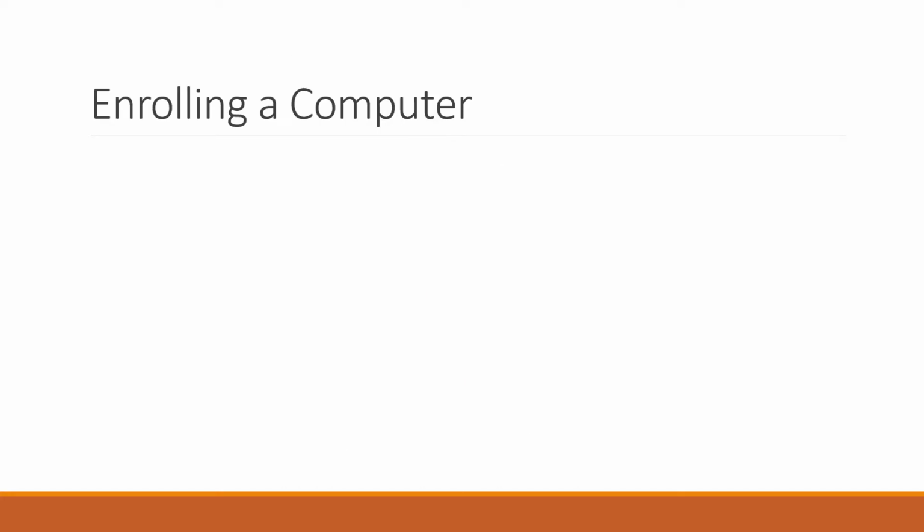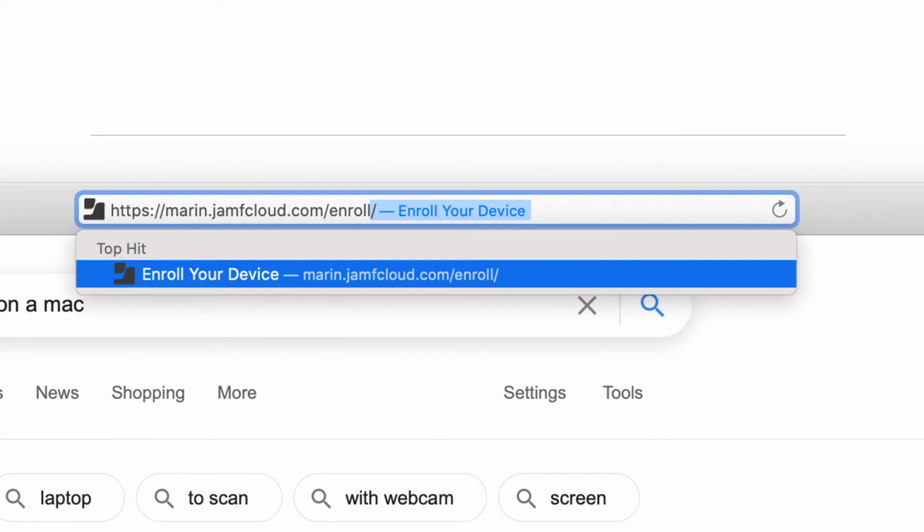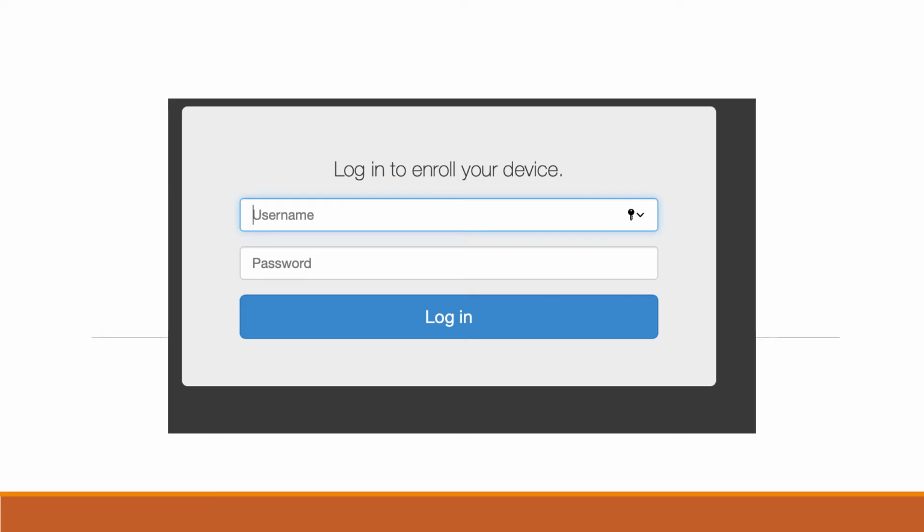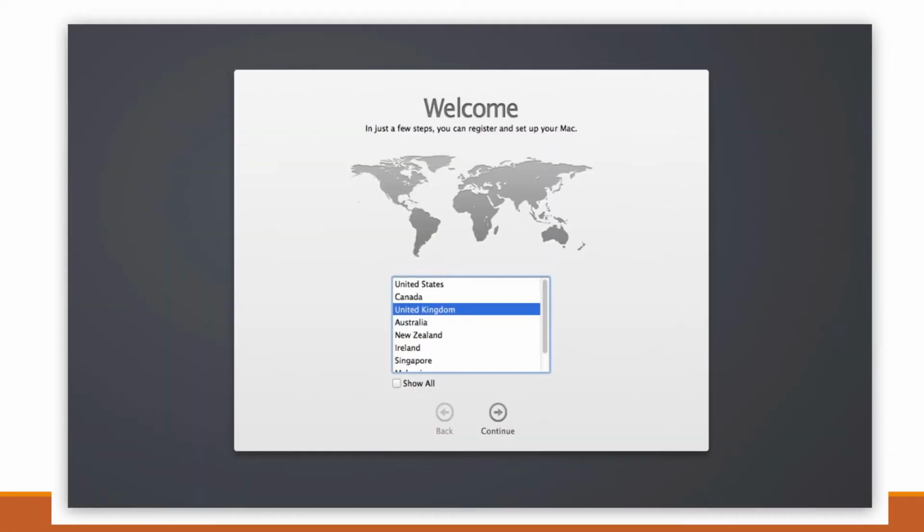So the first step is enrolling a computer. The easiest way is that all the computers we've purchased are in Jamf with the token. All you have to do is go to that computer, go on the internet, and go to https://marin.jamfcloud.com/enroll. You will be prompted to put in your username and password if you are an admin in the Jamf console, and it will enroll your computer.